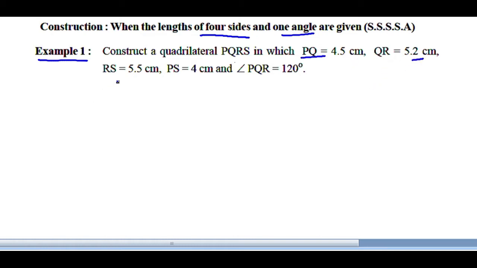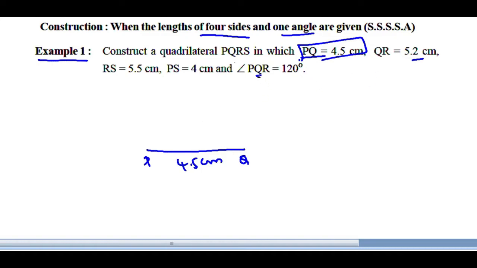5.2 centimeters, and R to S 5.5 centimeters, and P to S is equal to 4 centimeters. And here we have angle PQR, meaning angle Q is equal to 120 degrees. Since angle Q is given, you should take PQ or QR as a base. So I am taking P to Q as the base. Now I am drawing the line segment P to Q, which is 4.5 centimeters. This is a rough sketch for the given measurements, so no need to measure.